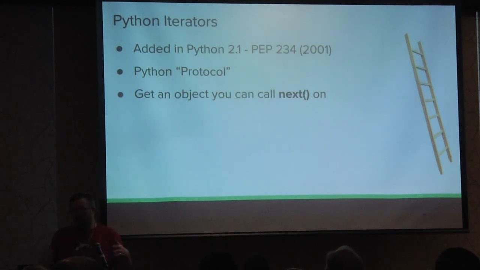So each time I call next, the iterator is just going to give me back the next item. And we don't really care. We'll see some of the advantages of this. We don't really care how we get that item. We just get that item back.